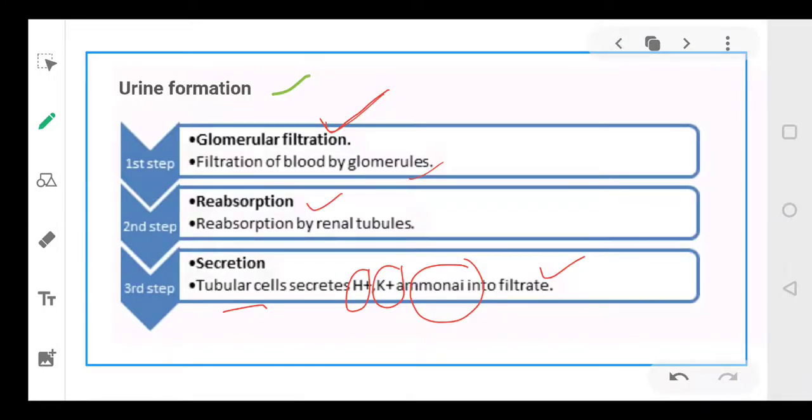The third step is called tubular secretion. Your tubular cells secrete the hydrogen ions, the potassium ions, and the ammonia. Tubular secretion is also a very important step in urine formation because it helps in the maintenance of the ionic and acid balance of the body fluids.